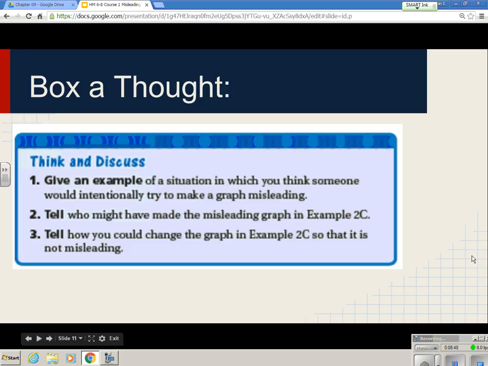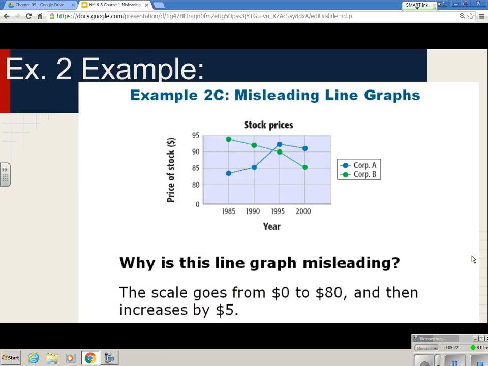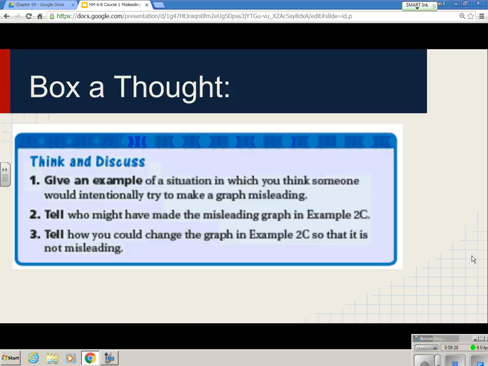All right, so we've done a little bit of looking at misleading graphs and how they can trick you. I want you to go ahead and answer these box of thought questions. Number 1, give an example of a situation in which you think someone would intentionally try to make a misleading graph. What situation would someone try to trick people? And number 2, tell who might have made a misleading graph in example 2C. If you go back to 2C, it might help you to answer that one. And tell how you could change the graph in 2C so that it is not misleading. If I just quickly go back here for you, this is 2C, the stock prices. Okay, that's for questions 2 and 3. Come back when you're done.